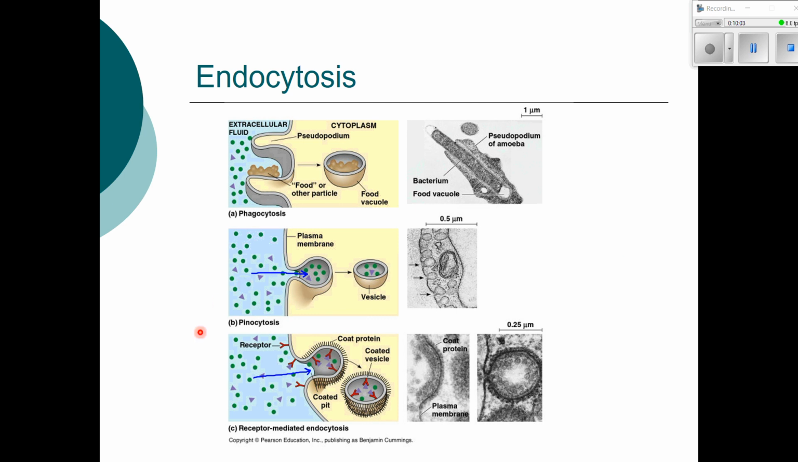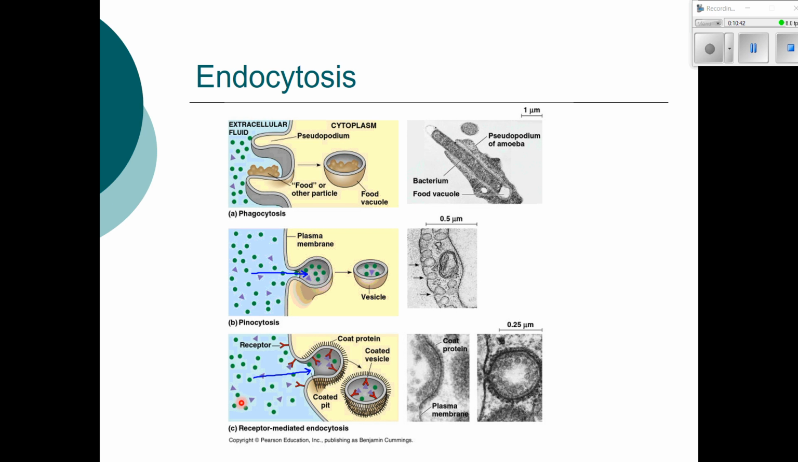Now, if you look at the next picture down, you see there's this ridiculously complex name, receptor-mediated endocytosis. It's very similar to regular pinocytosis. In fact, receptor-mediated endocytosis is a type of pinocytosis. And what's happening is basically the same thing. The cell is folding in and fluid is being gulped into the cell and packaged inside of a vesicle. But the difference is this.